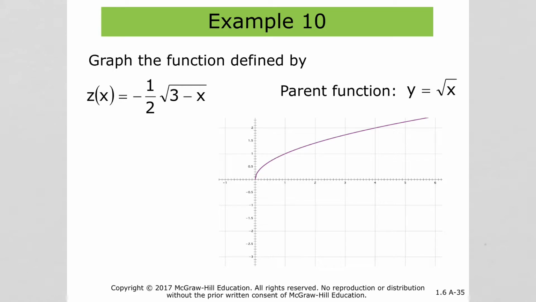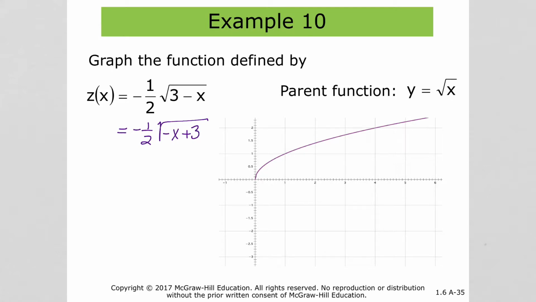Okay, last one, example 10. So we've got z of x, which is negative 1/2 the absolute value of 3 minus x. Okay, the first thing we need to do is rearrange this, because we need it in the order of x plus or minus. So first of all, we'll just put x, the negative x plus 3. So that's saying the same thing.